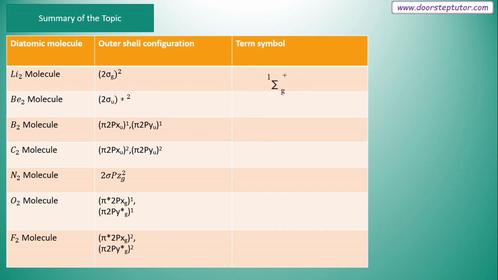So that is the Li2 molecule. Here I have mentioned only the outer configuration. The term symbol is 1Σg+, and for the B2 molecule the term symbol is 3Σg−, student. For the C2 molecule 1Σg+. For the N2 molecule 1Σg+. For the O2 molecule 3Σg−. For the F2 molecule 1Σg+. Okay. So these are the molecular spectroscopic term symbols, student. Please focus on all these examples. You will get one question from this topic.